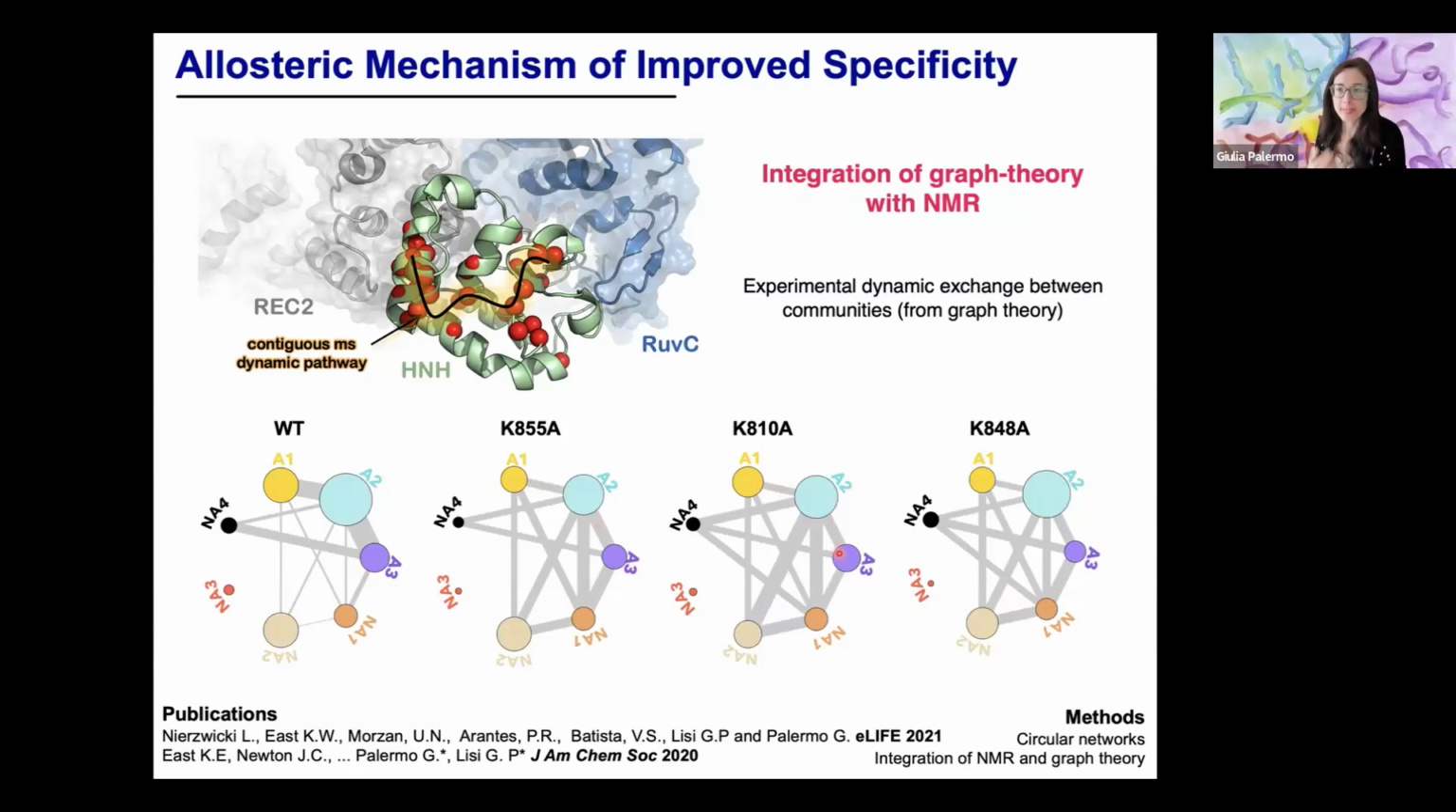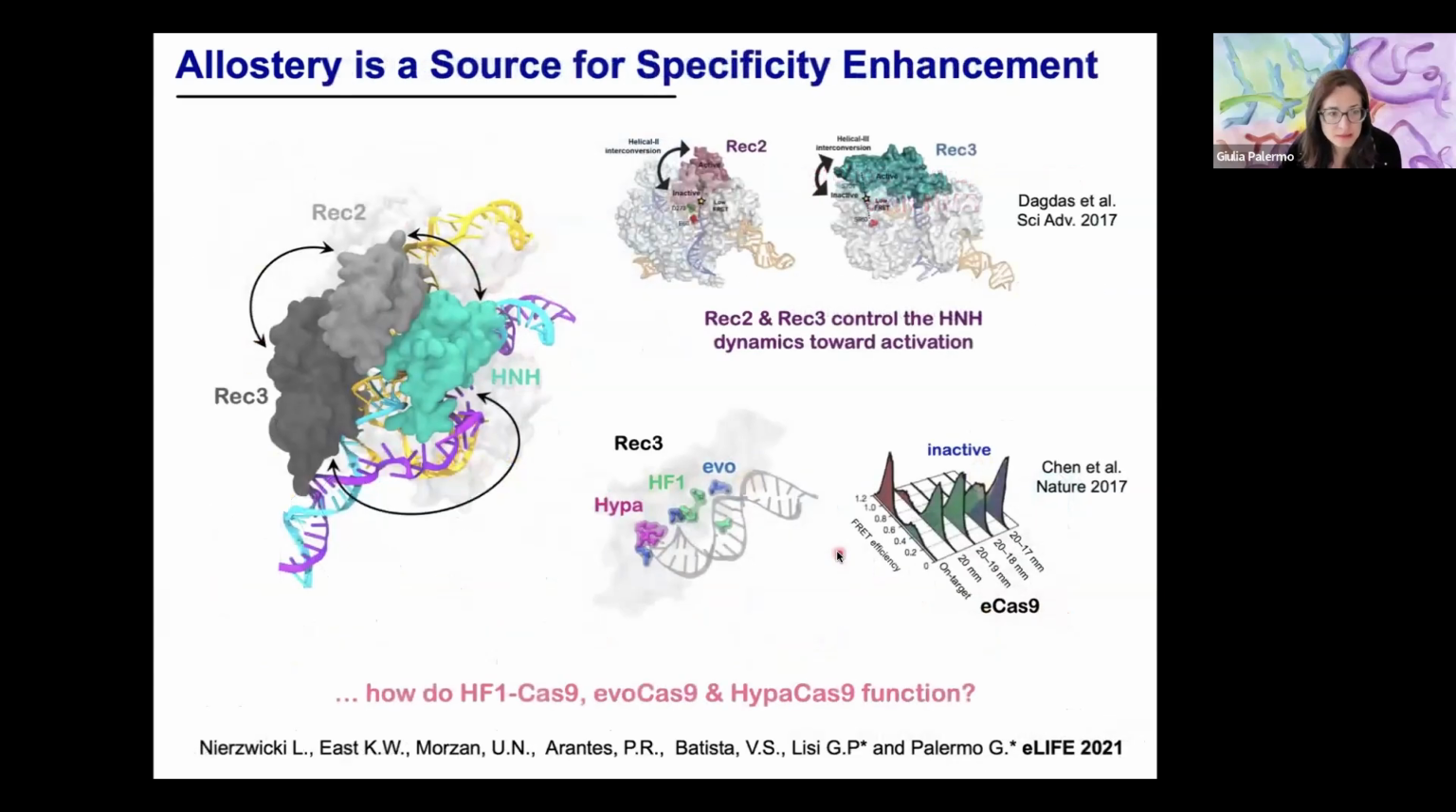So this could tell us that allostery can be a source of specificity enhancement, which prompted us to study how mutations that are located in REC, in this domain, that is distal with respect to HNH, the catalytic domain, alter the dynamics of HNH and improve specificity. It was shown that these three systems, hyperaccurate, high fidelity, evolved Cas9, which hold mutation in REC3, can alter the dynamics of HNH and improve the specificity of Cas9.